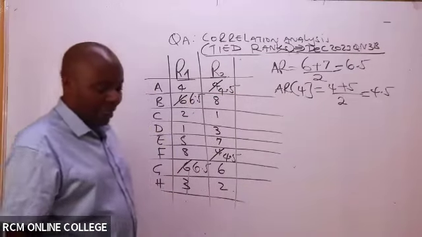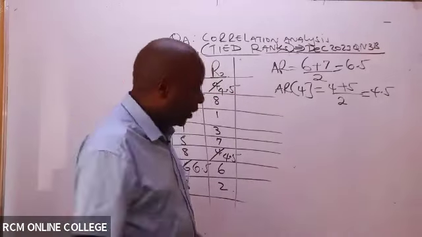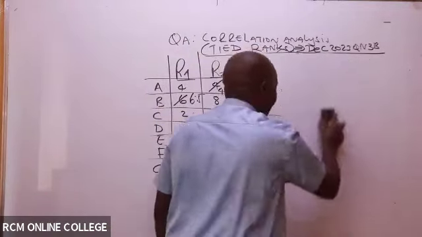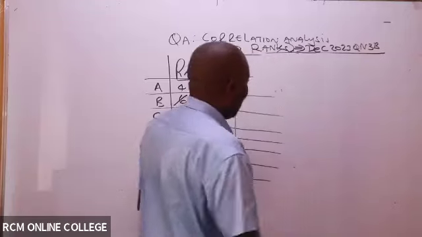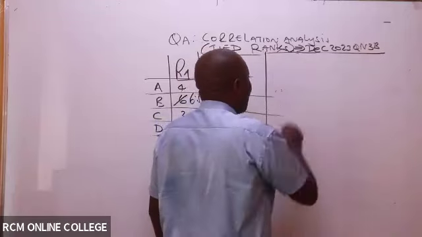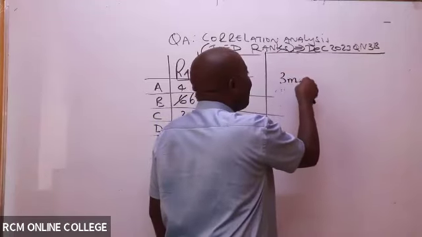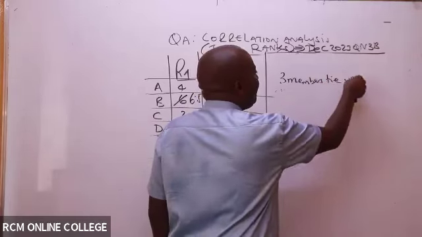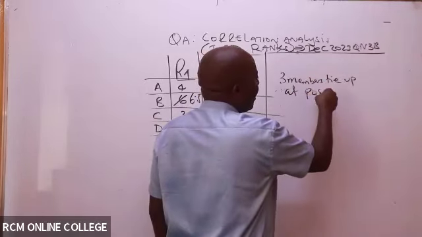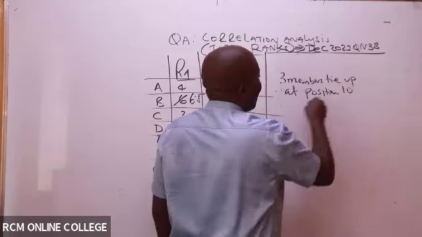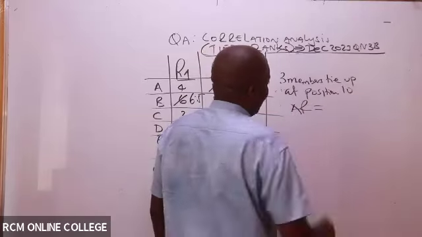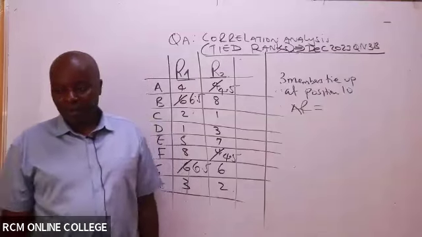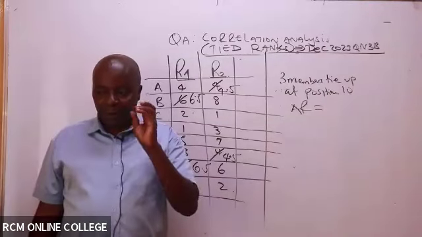Let me, gentlemen and ladies, ask you a question. What if we have, say, 3 members? Don't write this down, just for your information. What if you're told that 3 members tie up at position 10? Can you kindly give me the average rank, somebody?